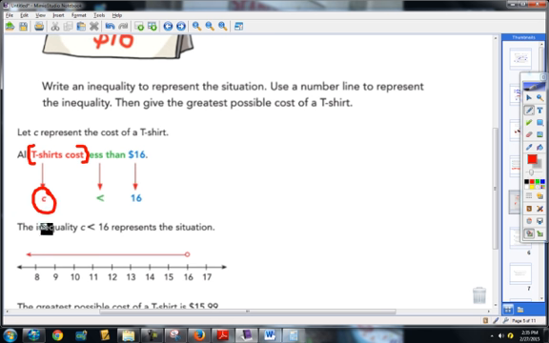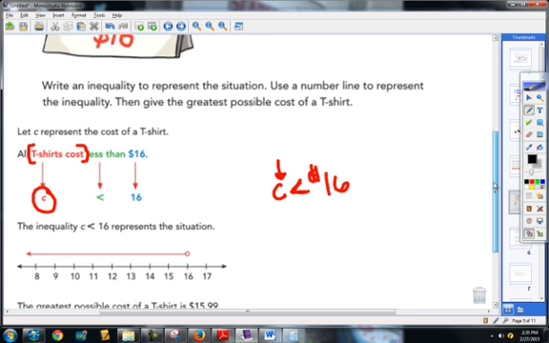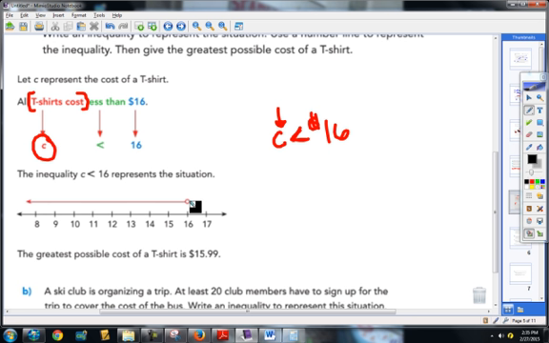There are a lot. Okay, so when you get it, you figure out that the inequality is C less than 16, which makes perfect sense because we know the cost of each shirt, or all shirts, has to be less than $16, as is said. Okay, so obviously they already graphed it for you here.